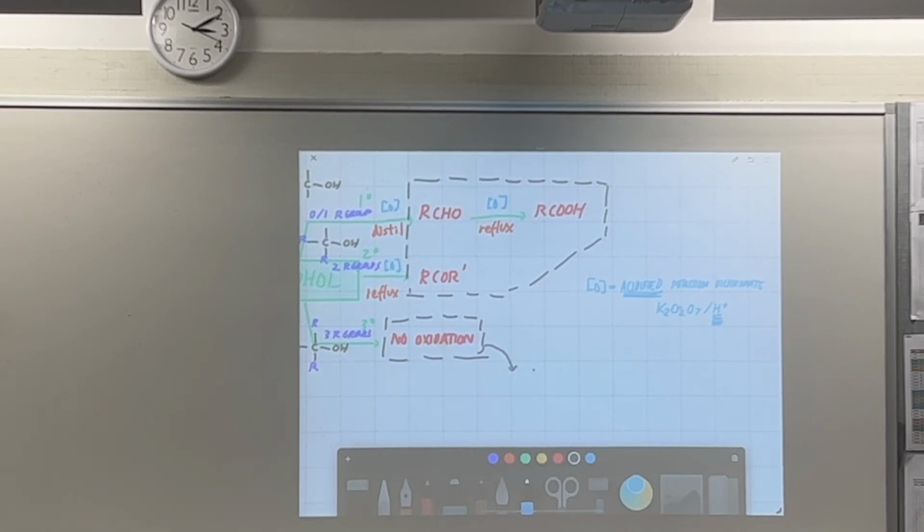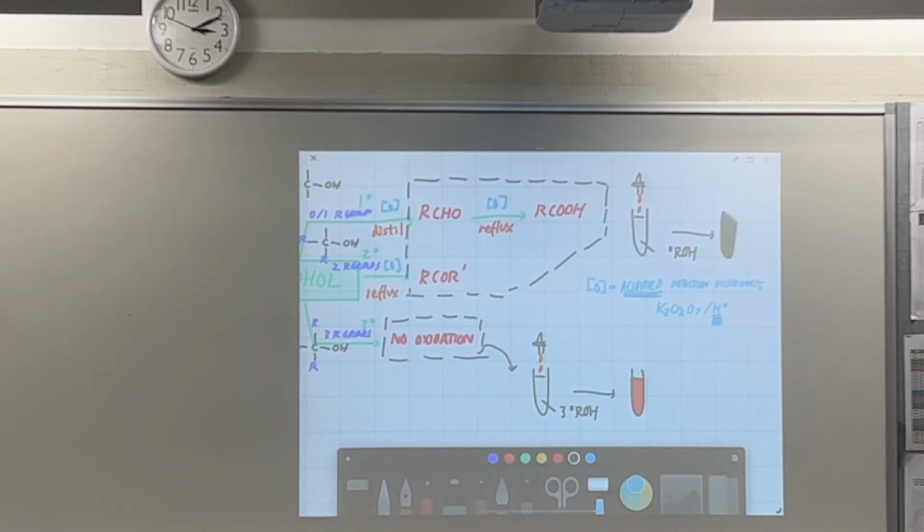So if this is a tertiary alcohol, adding oxidizing agent into it would not result in a color change. It will just remain orange. So no change in the color. Oh, wrong one, sorry. So no change in the color, it will remain orange. But when you have oxidation going on, whether it is to aldehyde or carboxylic acid or ketone, you will see it changing color from orange to green.